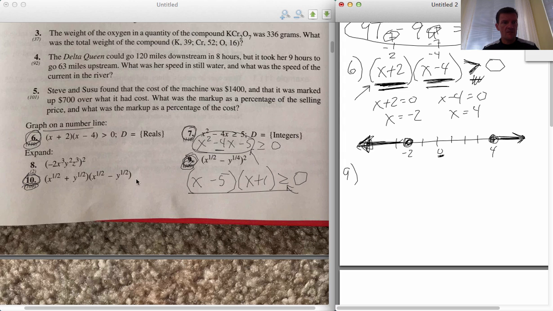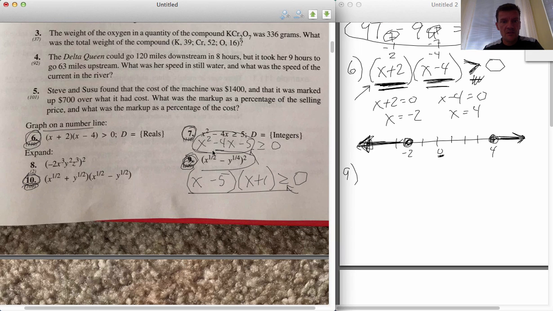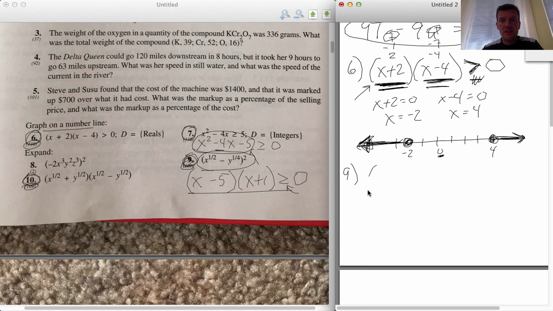They are very similar problems. I'll just point out a few differences. This one right here has a difference that is being squared. That squared means the whole thing in parentheses is being multiplied by itself. So I'm going to write that out: x to the 1/2 minus y to the 1/4 times itself, x to the 1/2 minus y to the 1/4.